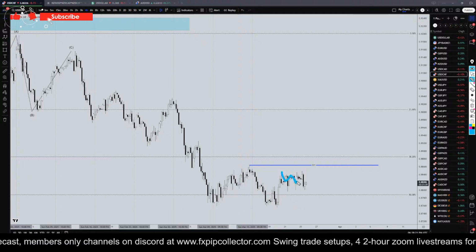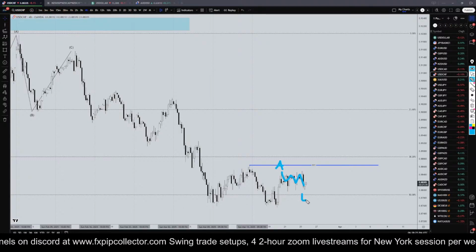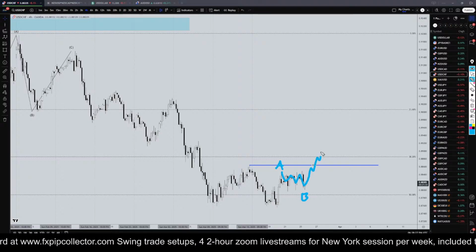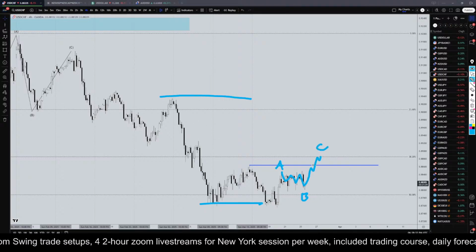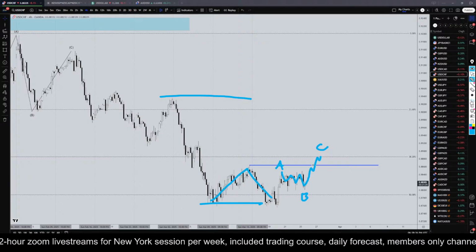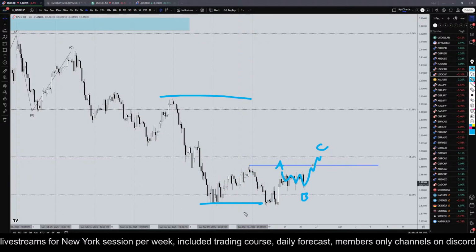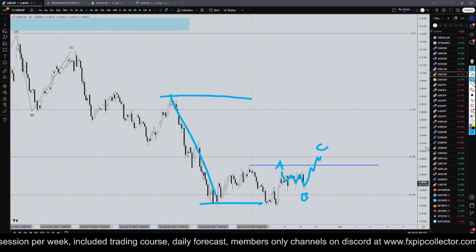This looks like all one big correction to me. Probably a wave A, probably a wave B, probably make an uptrend for a wave C. Probably break structure and make a correction to the last 5 waves down. Maybe this is the ABC over here too, but more than likely not. Yeah, more than likely it'll be a correction to this.